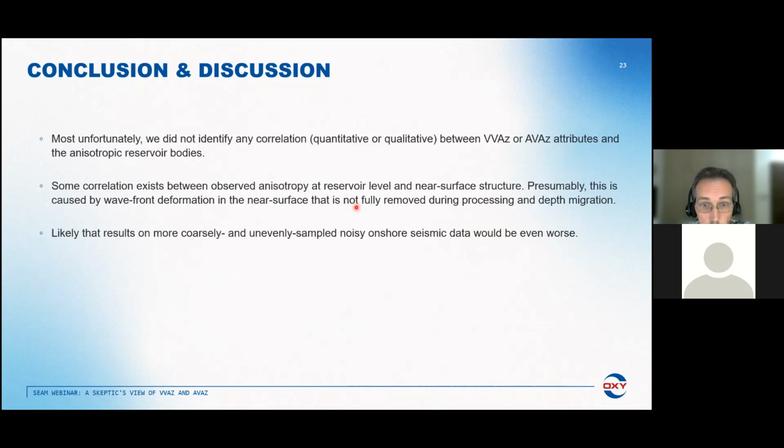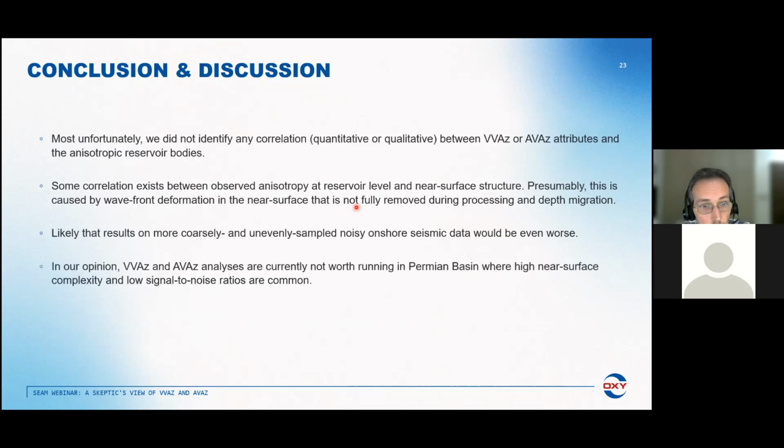So it is likely that a more costly and less sampled onshore seismic data set would be even worse. So we didn't bother to do those phases. Currently, even when this was first presented, but also today, we don't think it's worth running Vvaz and AVAz in the Permian Basin, where high near-surface complexity exists, and we typically have low signal-to-noise ratio. I say currently, because there might be a sliver of hope, and I'll come to that.